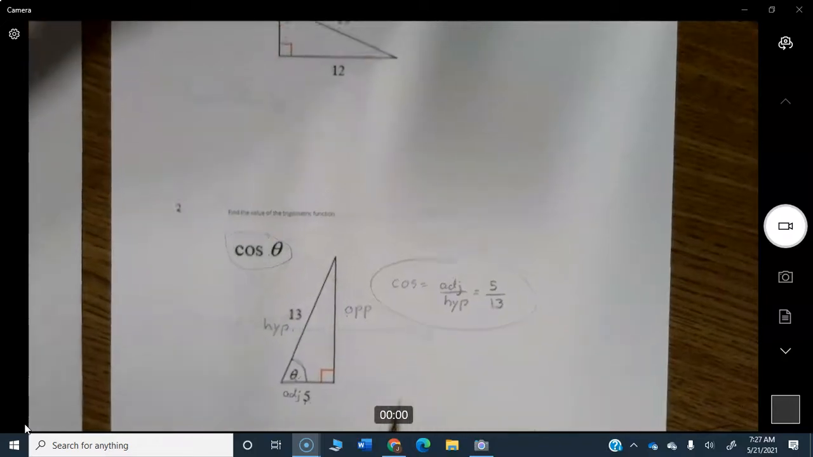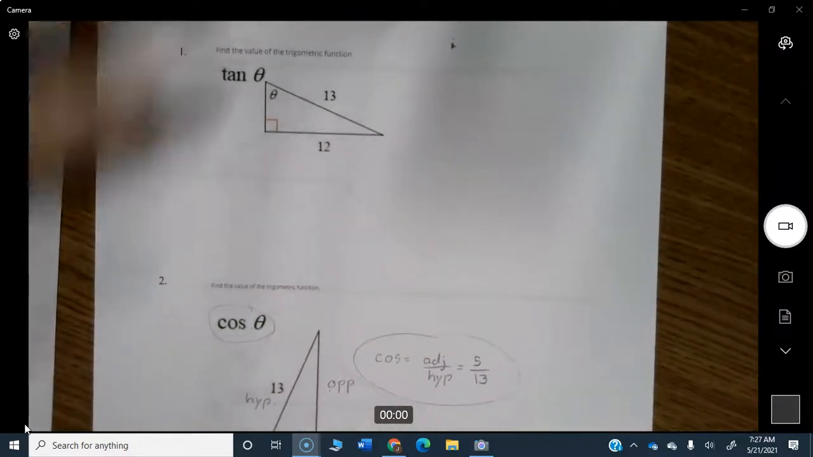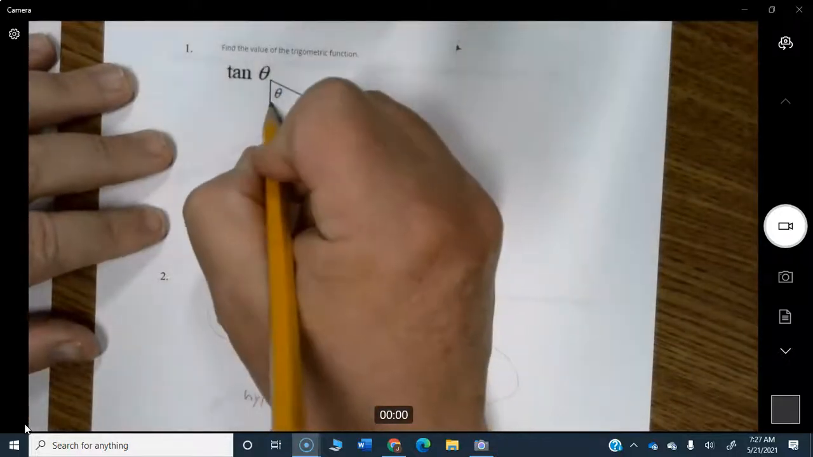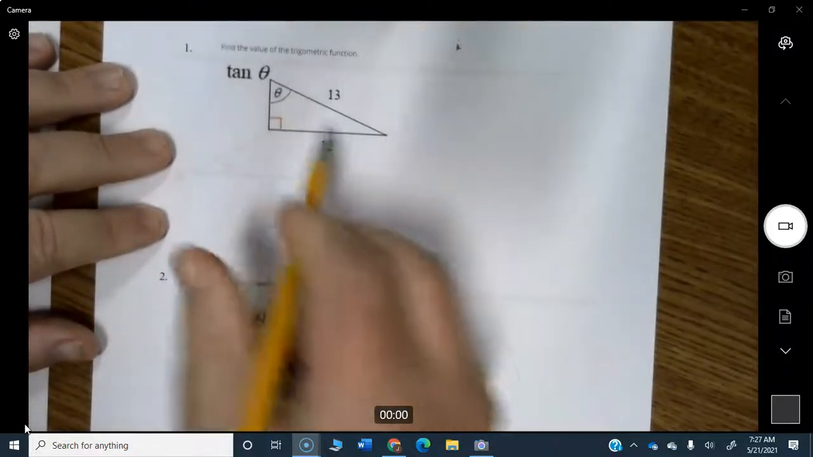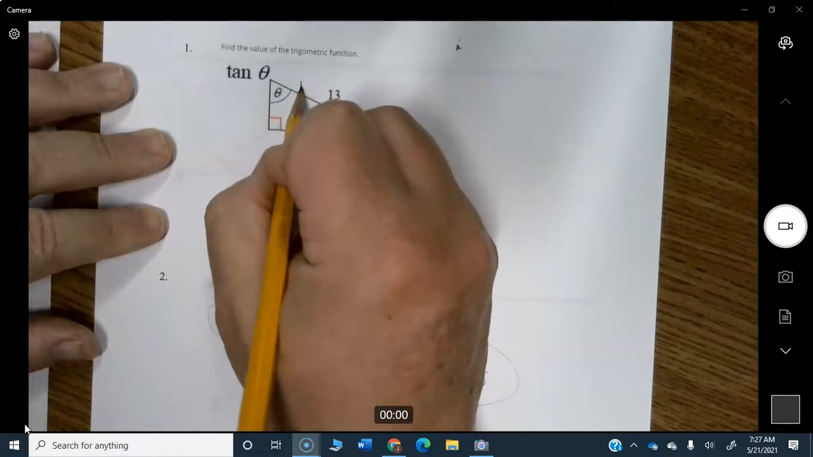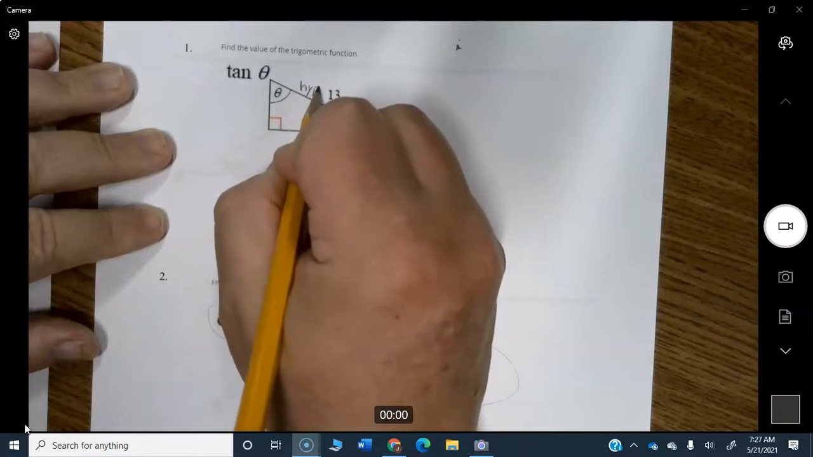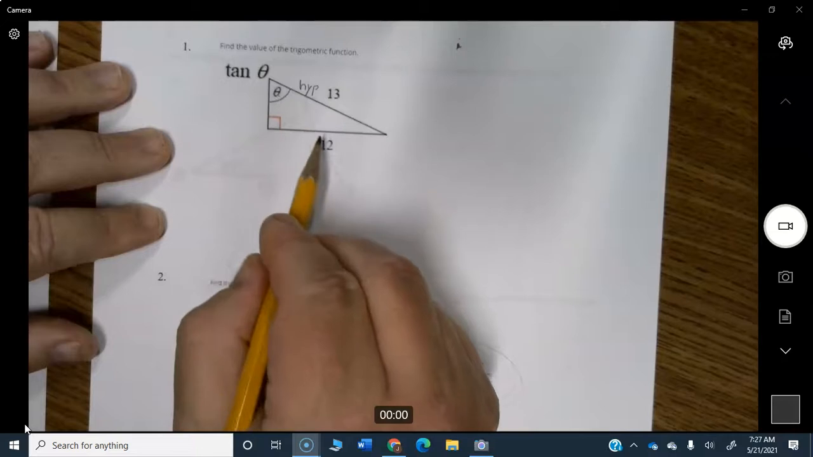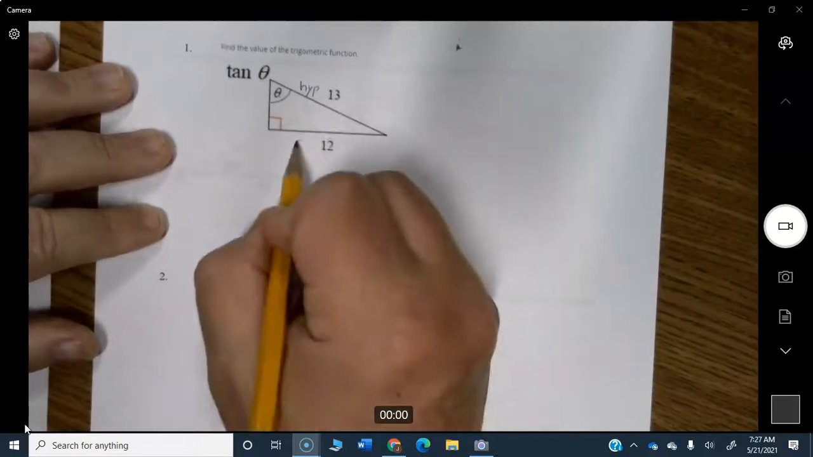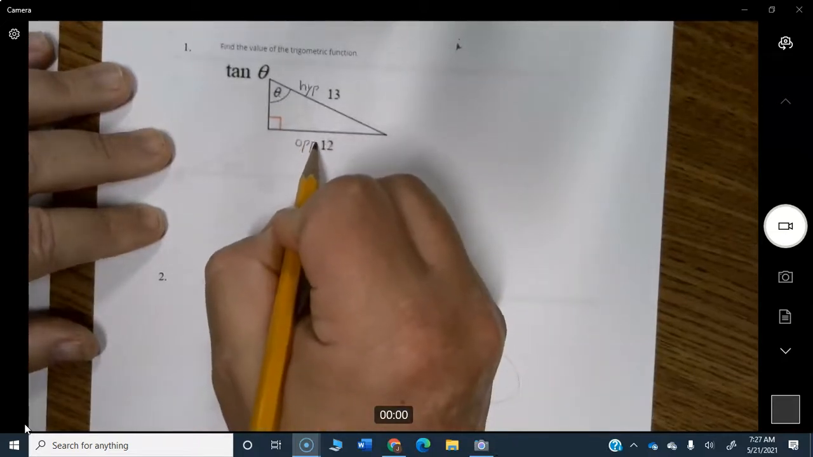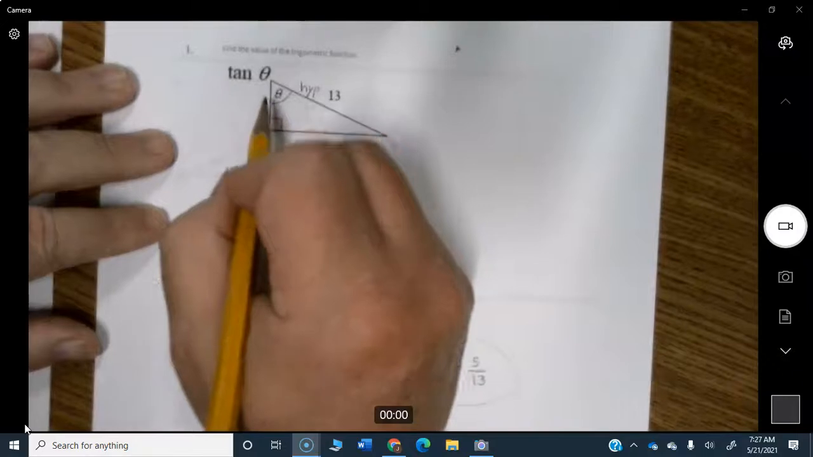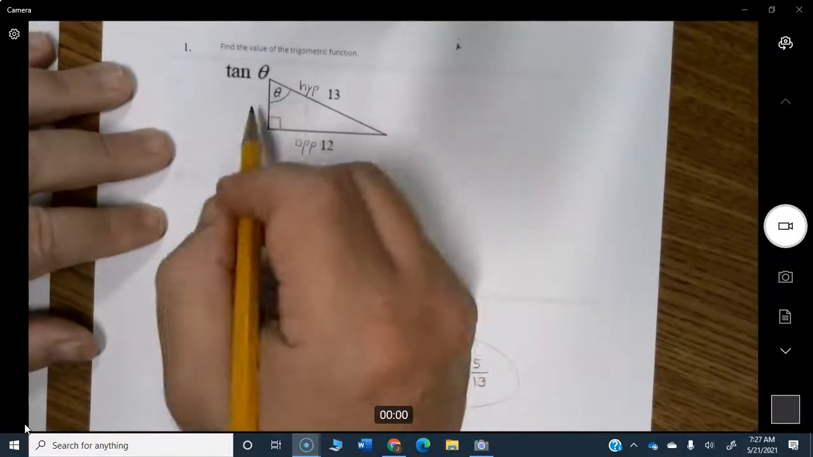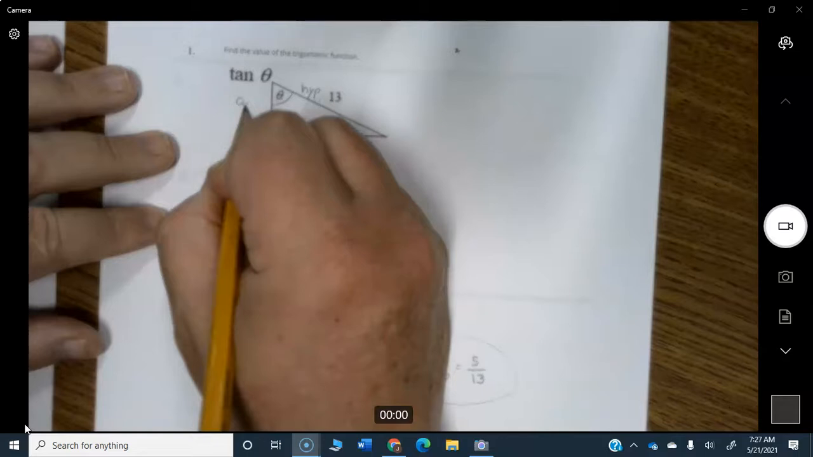Okay, let's go up and do number 1. They want you to find the tangent. So the first thing you do is you label your sides. Here's the angle theta. So the longest side of this one is this side with the 13. That's the hypotenuse. Then the opposite side, you come all the way across the triangle. That's going to be the opposite. And then the other side, sometimes I just think of it as the other guy, is the side that's next to theta that's not the hypotenuse, and that's the adjacent.